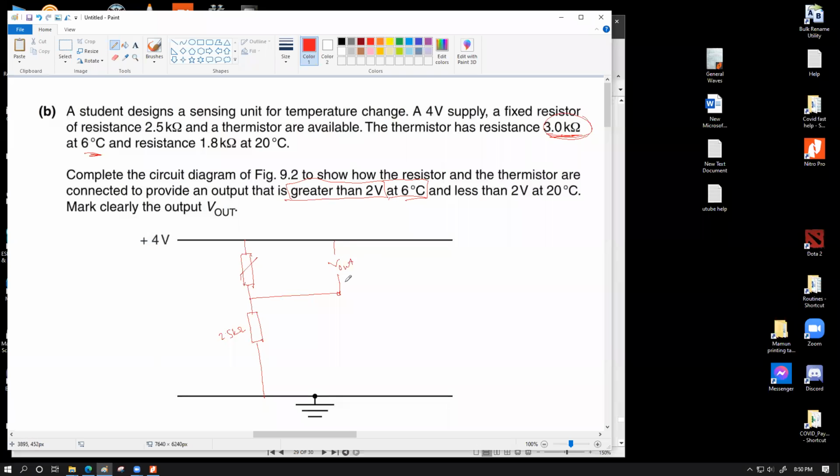So I can draw that out using a parallel connection. Whenever the thermistor has a resistance of 3.0 kilo ohm, which is at 6 degrees Celsius, this will make a voltage drop of more than 2 volt, because now this thermistor has a resistance bigger than the fixed resistor value. So V out will now be bigger than 2 volt, and vice versa for the higher temperature.